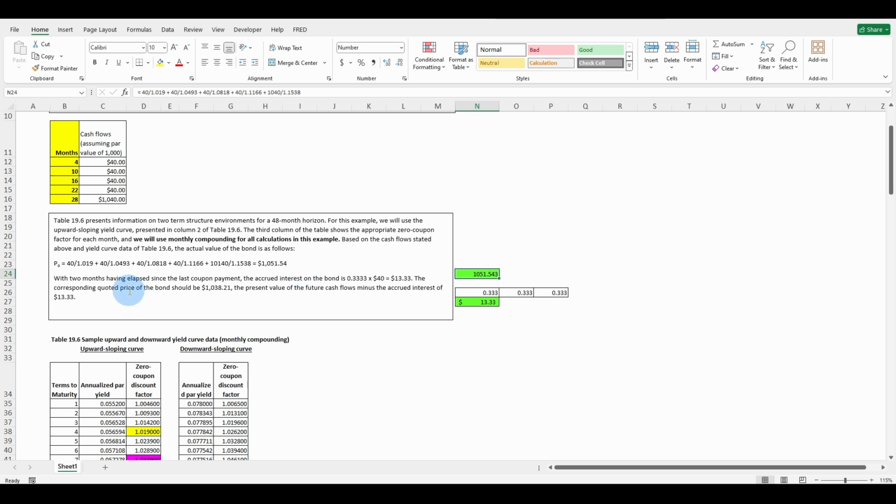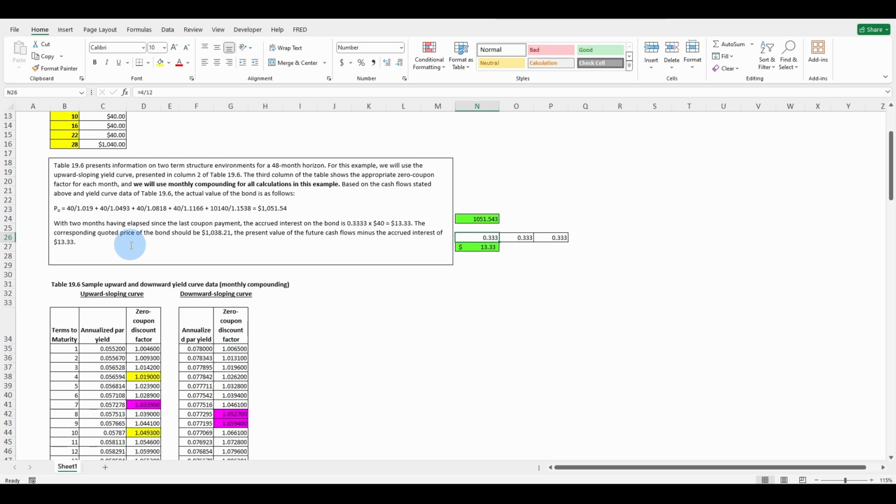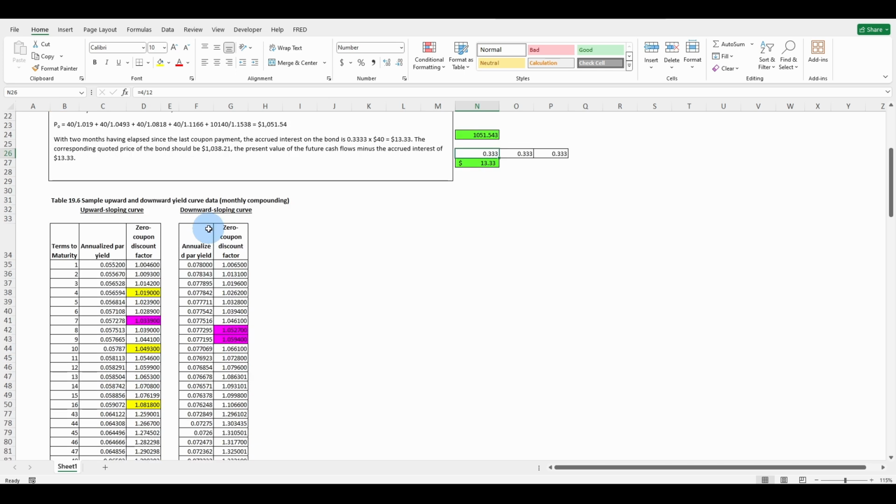With 2 months having elapsed since the last coupon payment, the accrued interest on the bond is 0.333 times 40 equals 13.33. The corresponding quoted price of the bond should be 1038.21: the present value of the future cash flows minus the accrued interest of 13.33. So we have this 13.33 because 2 months have elapsed, so we have to take the accrued interest into account.